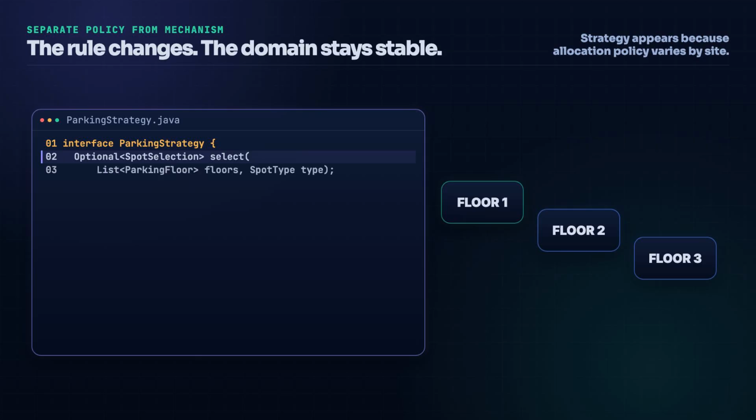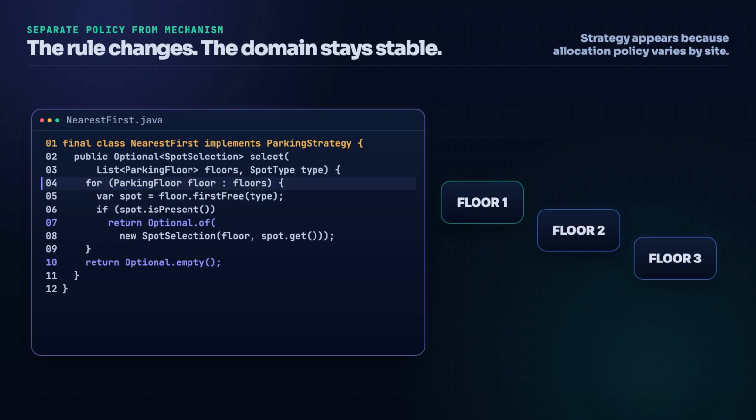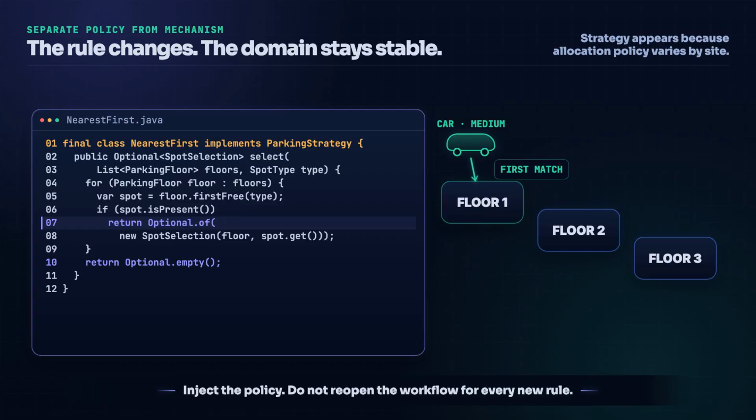So type a small strategy interface. It receives the floors and the required spot type and returns an optional spot selection. The selection contains both the floor and the spot because both are needed when we update availability. For version 1, type only nearest first strategy. It checks floors in order and asks each floor for a compatible free candidate. The first match is returned. Later, a different strategy can be injected without changing parking lot, parking floor, or parking spot.